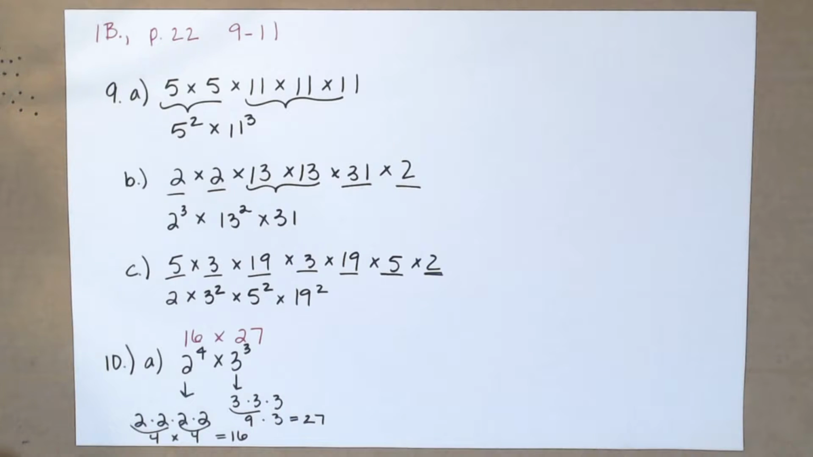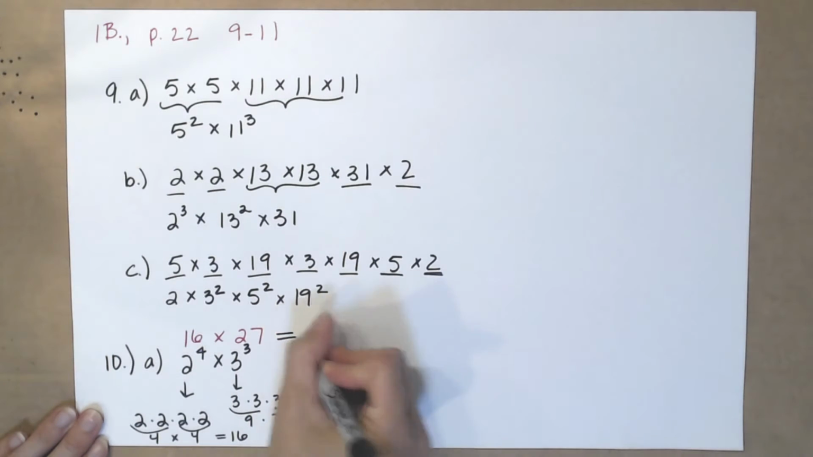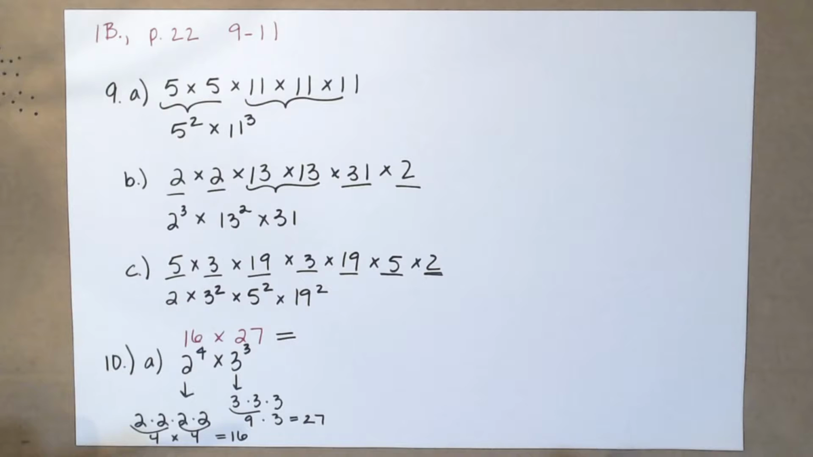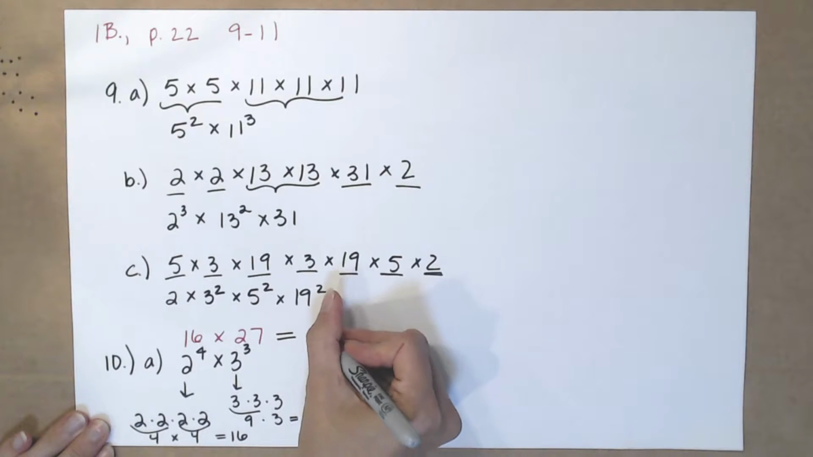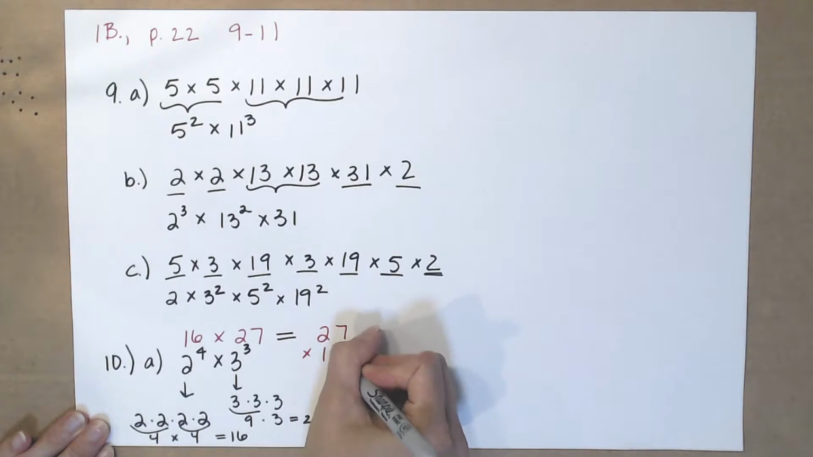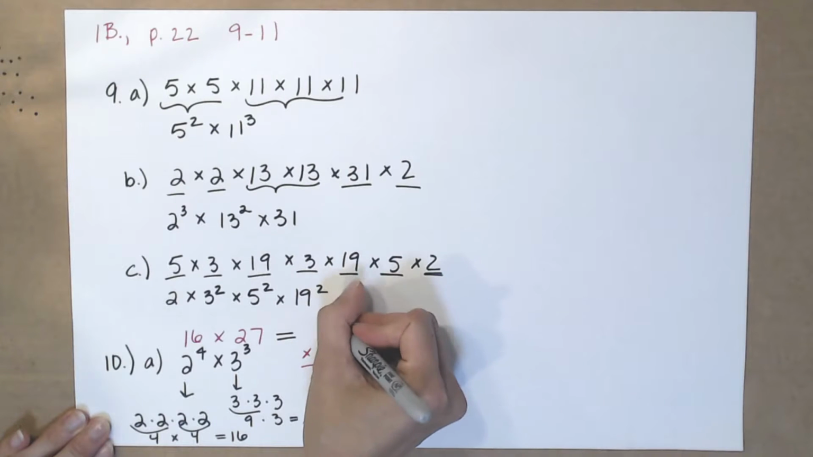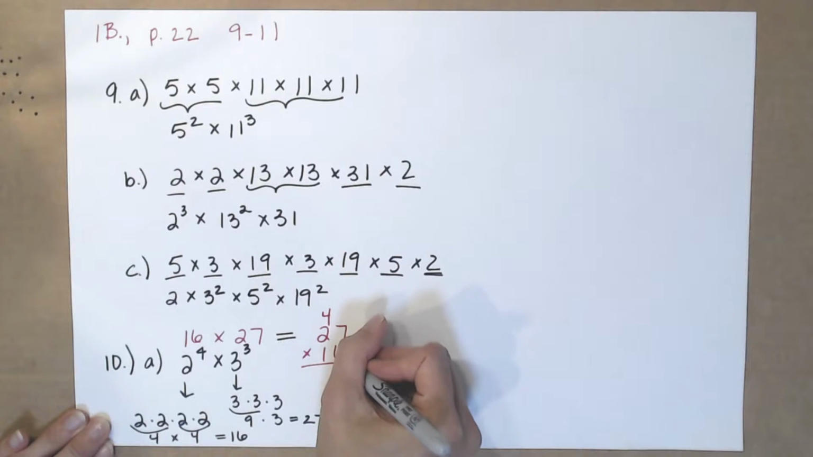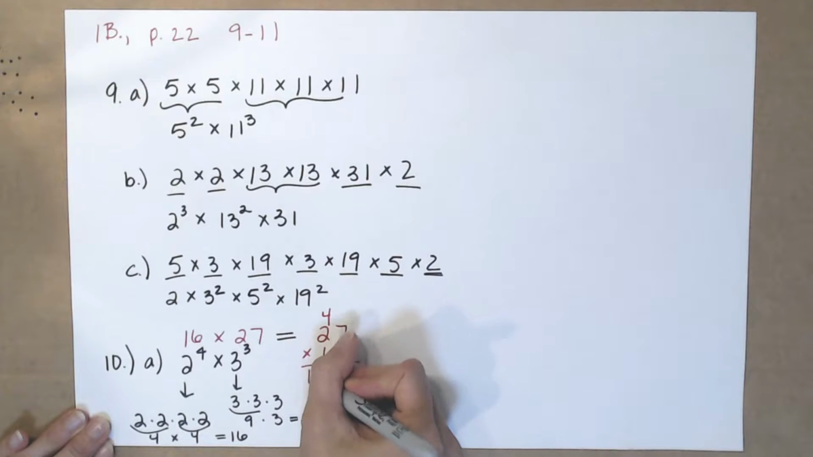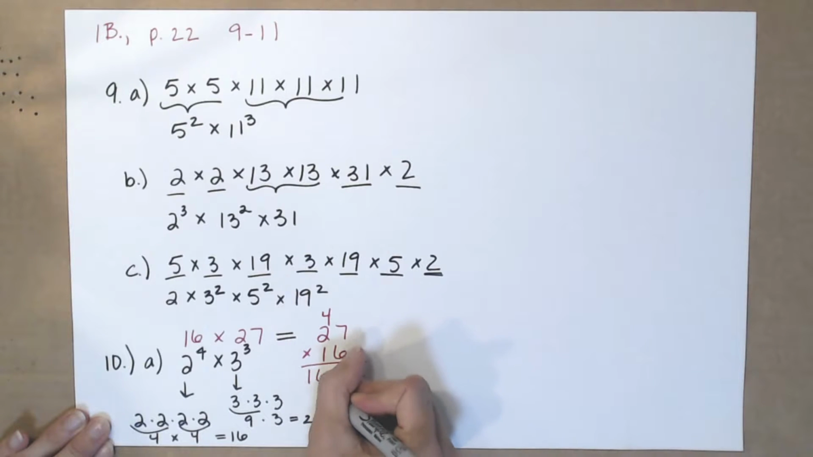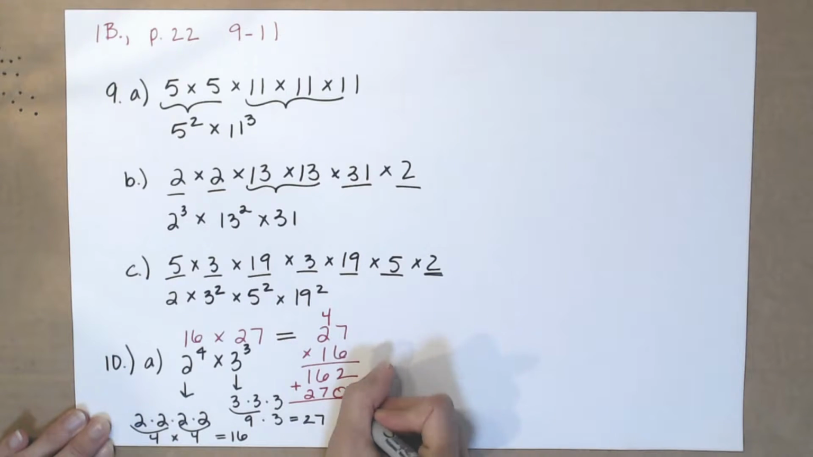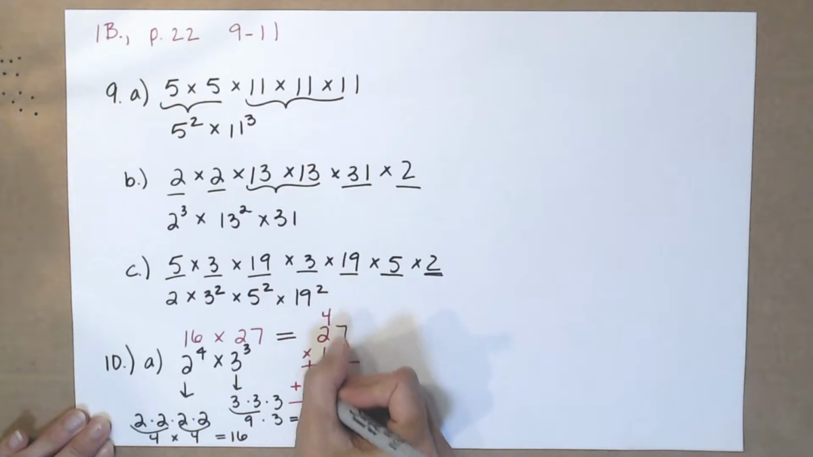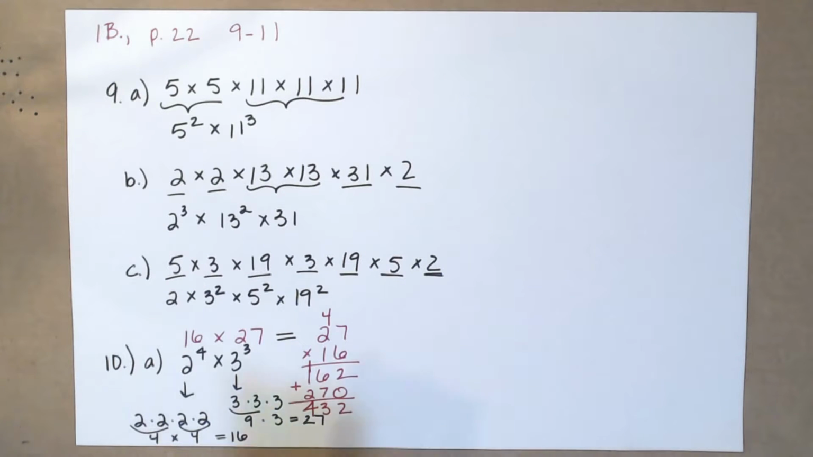Now they want us to evaluate this. So we need to take 16 times 27. Let's go back to my other color. So I'm just going to do 27 times 16. 2 times 6 is 12, plus 4 is 16. And when I multiply it all out, I get 432 for that one. And let's move on to 10b.